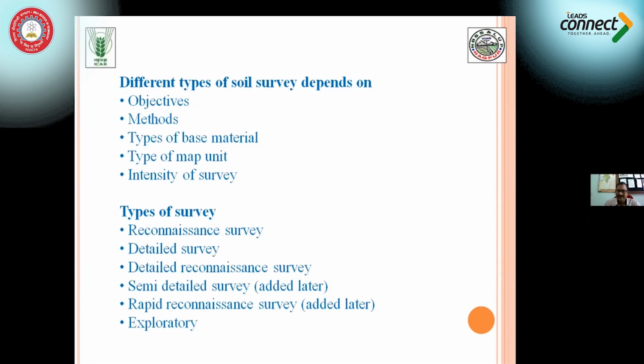In the case of reconnaissance soil survey, the scale of soil survey is very small. On the other hand, the scale of detailed soil survey is very large. Nowadays, the surveys take place at the scale of 1:10,000 to 1:5,000.